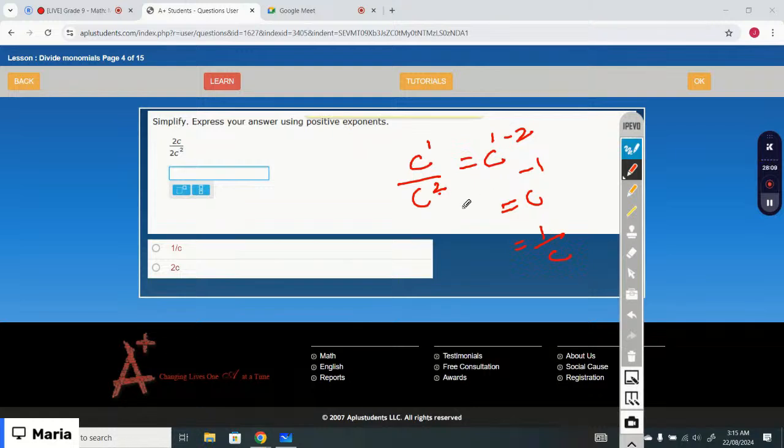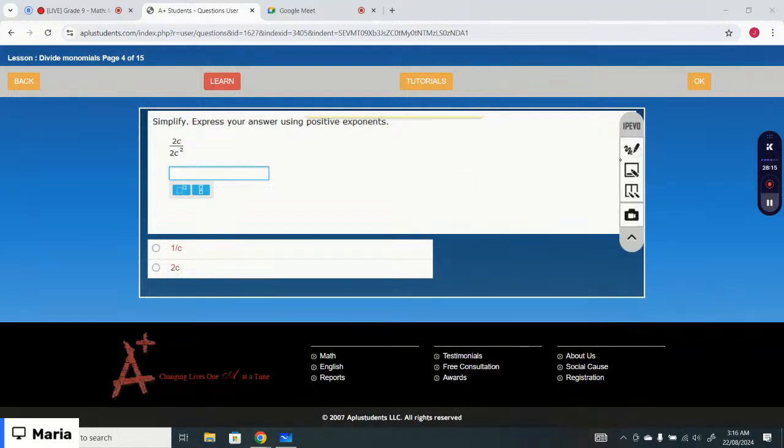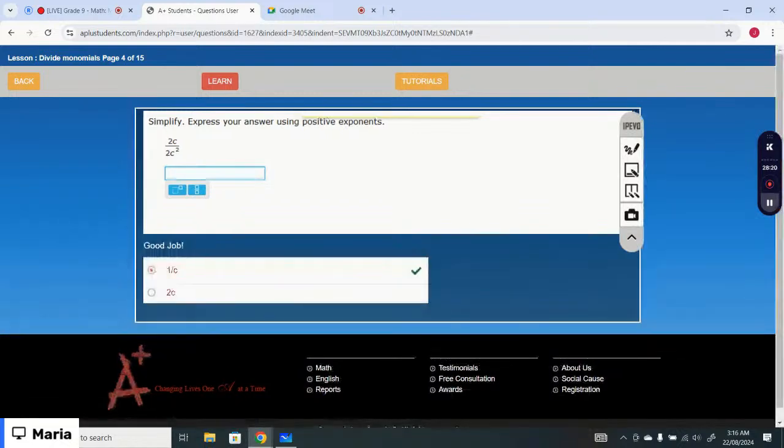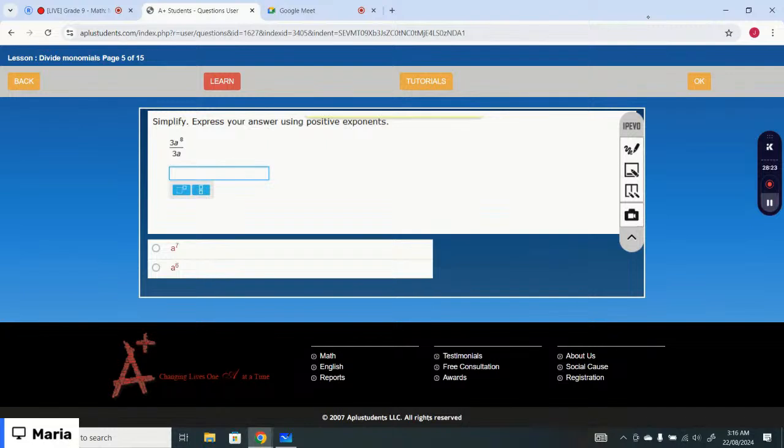Option number 1 is the correct option. That is 1 by c. The next one is 3a8 divided by 3a. So which is the correct option?